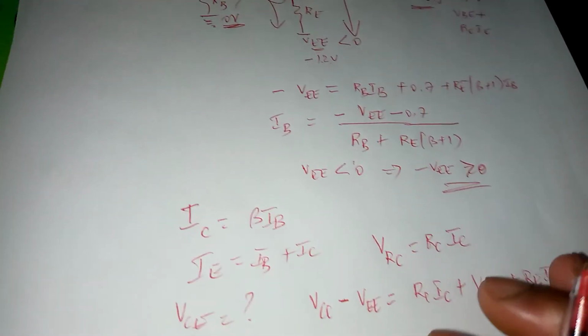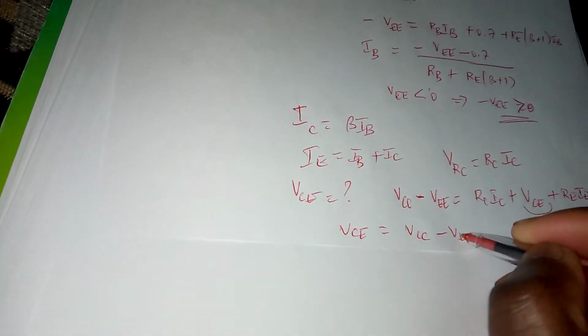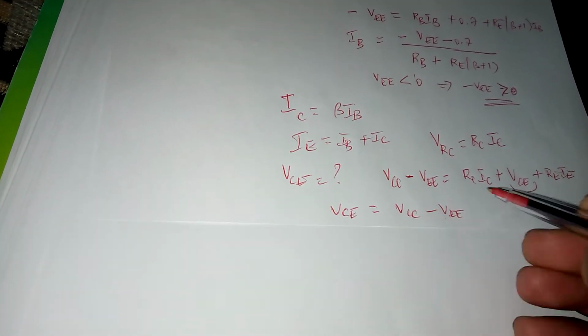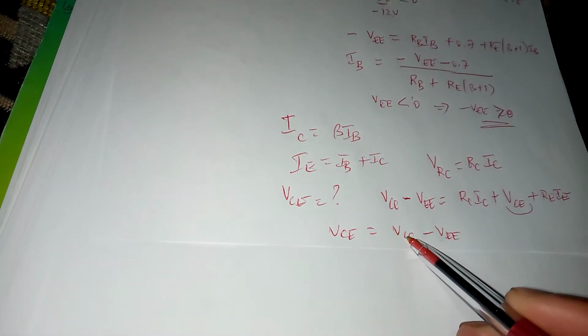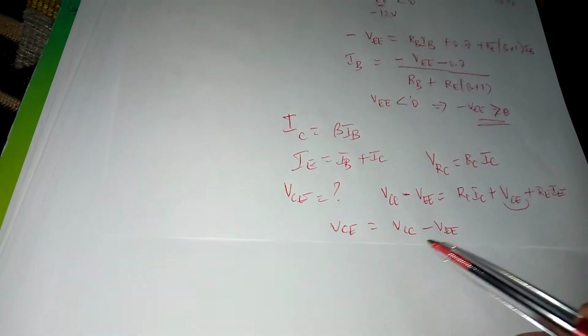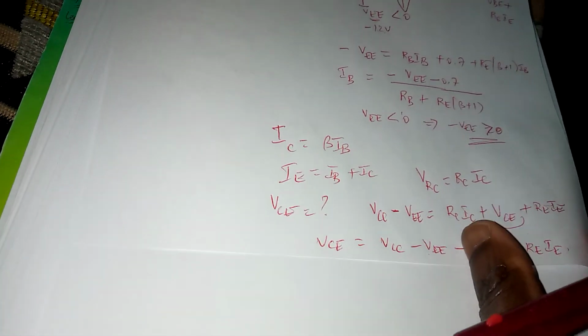All right. That being said, you can extract VCE from here as being VCC minus VEE, which when VEE is negative, you're going to end up being VCC plus minus VEE. So if let's say VCC is 12 and VEE is minus 12, that will be 12 plus minus 12, which is 12 plus 12, which will be 24 basically. All of that minus RC IC minus RE IE. So that would conclude your DC analysis basically.